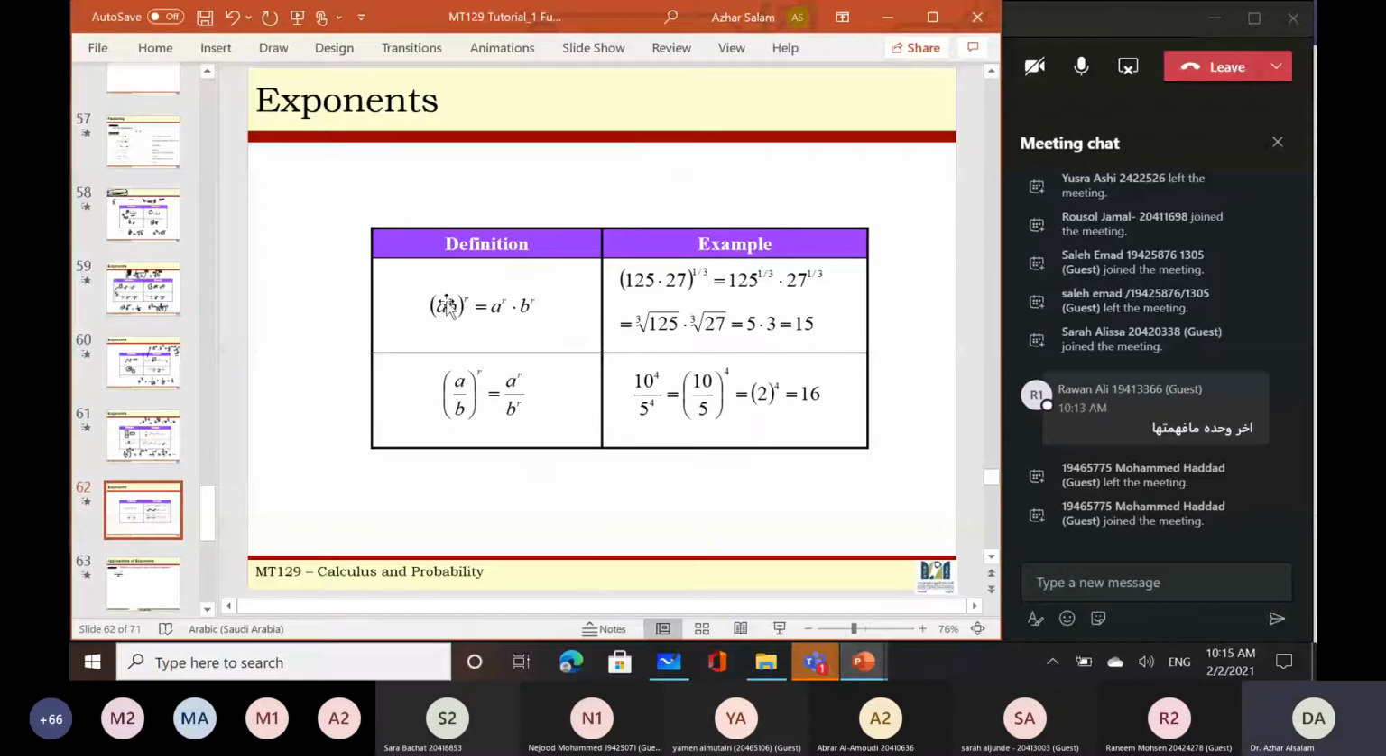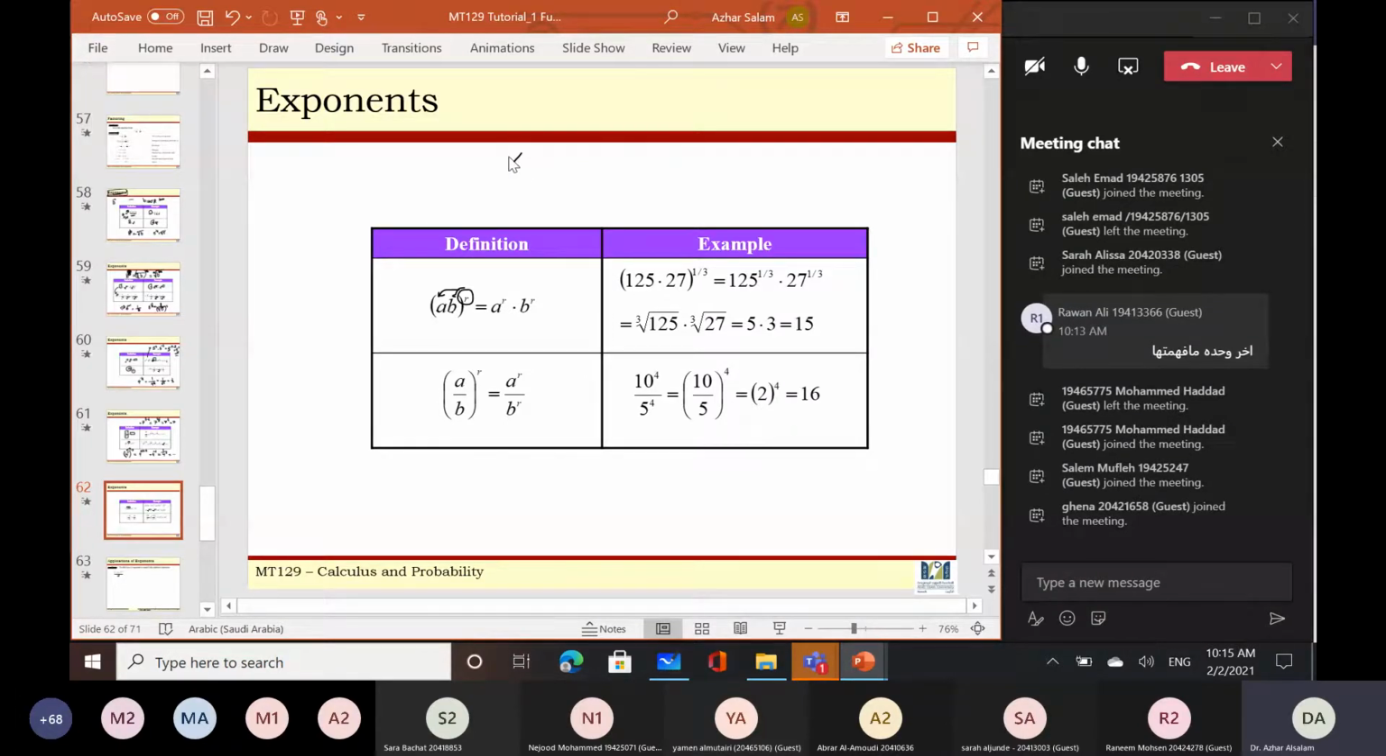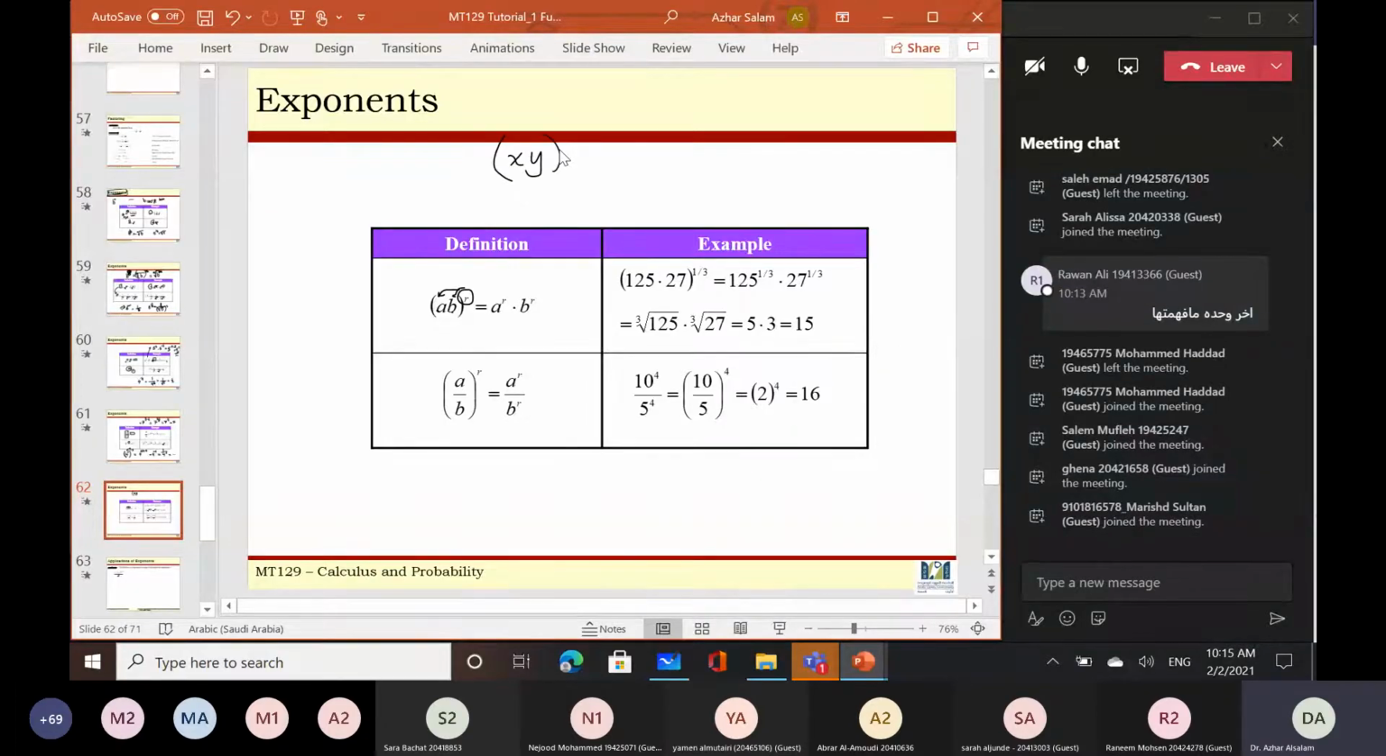Okay, when I have two numbers multiplied together like this, a multiplied by b, different bases to the same power, I just distribute the power between them. For example, if I have two variables x multiplied by y all to the power 3, it is equal to x to the power 3 multiplied by y to the power 3. This is so useful in computation or simplification. For example, if I have 3x all squared, it will be 3 squared x squared, which is 9x squared, like this.